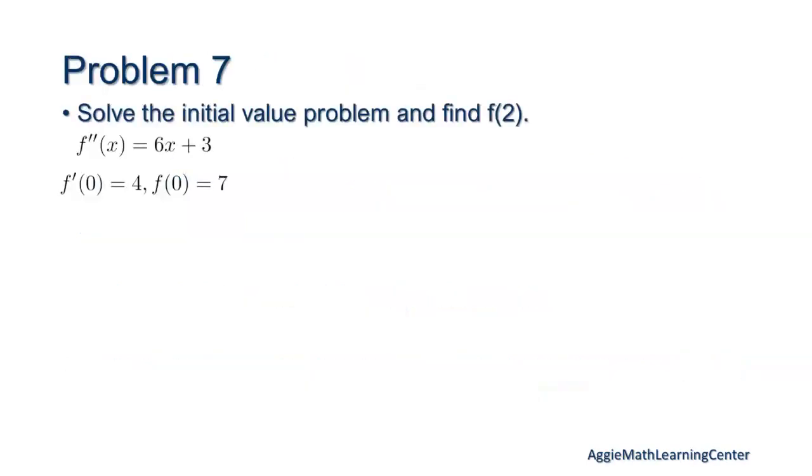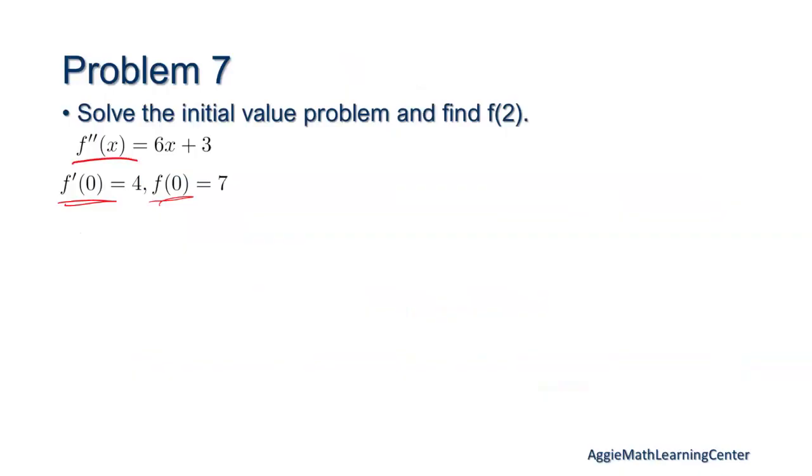So, long story short, we've got f double prime of x is equal to 6x plus 3, and then f prime at 0 is equal to 4, and f of 0 is equal to 7. Once we find f prime and f, we'll be able to evaluate these at those points. But first we need to find those, aka we need to find the antiderivative of f double prime.